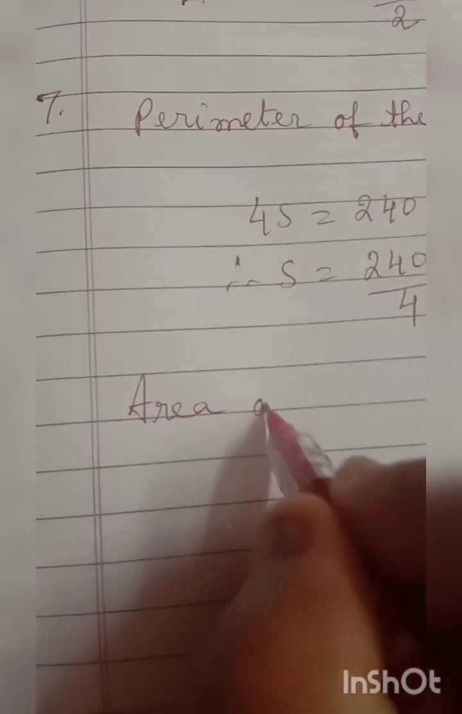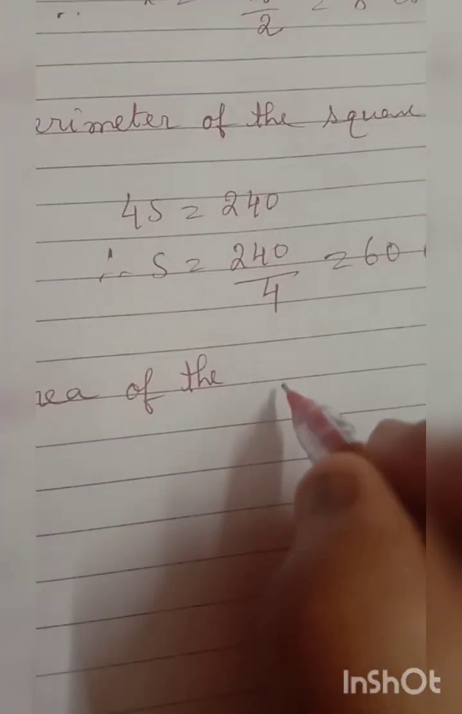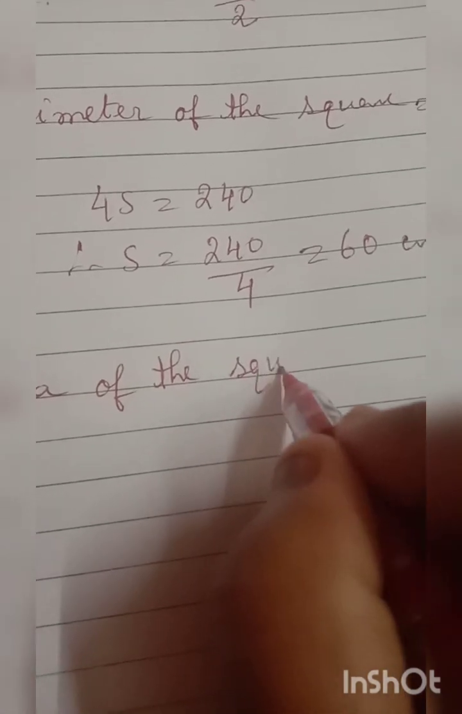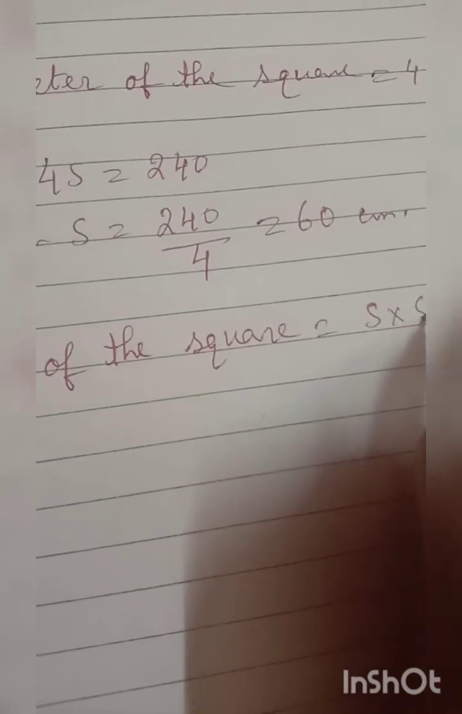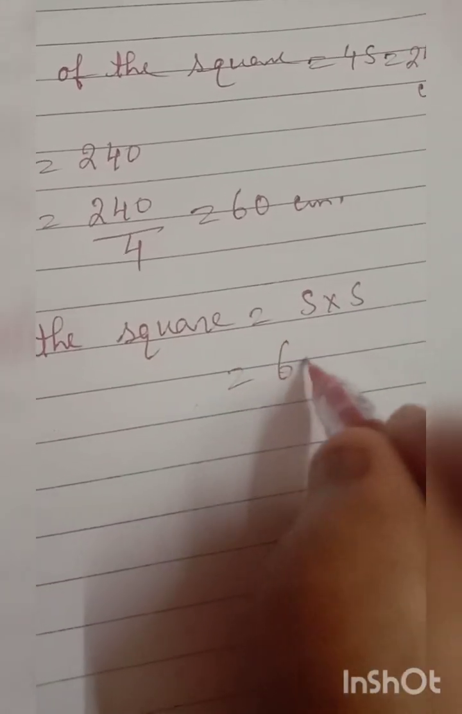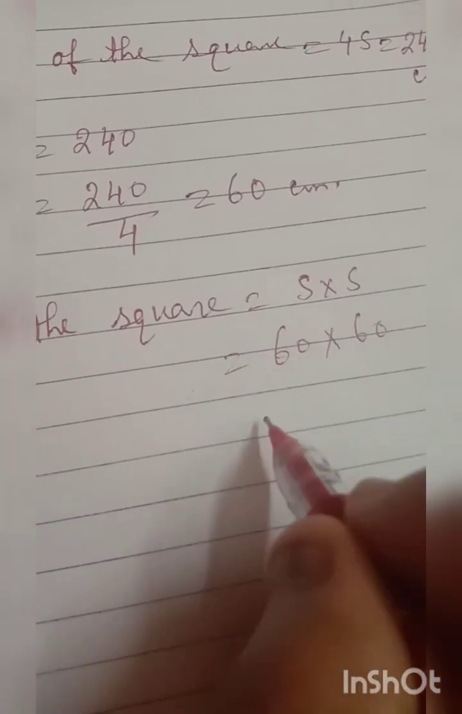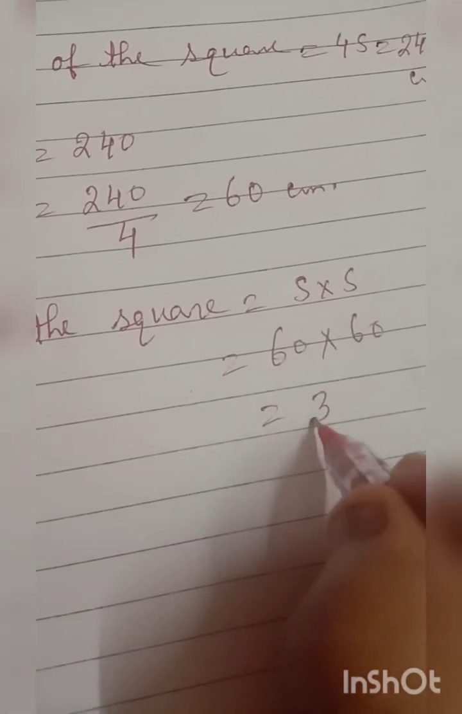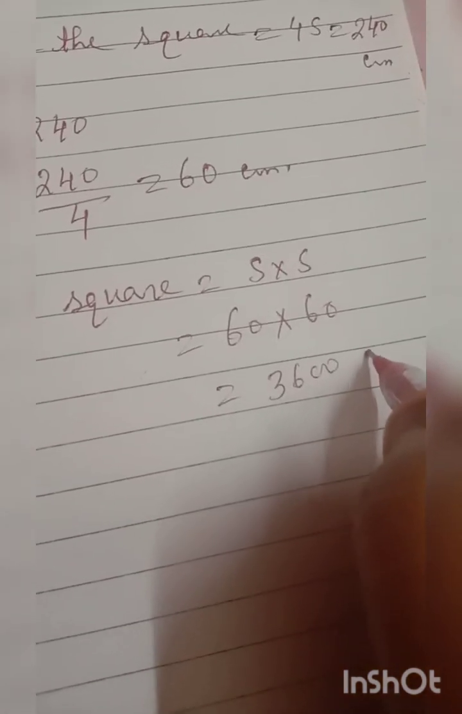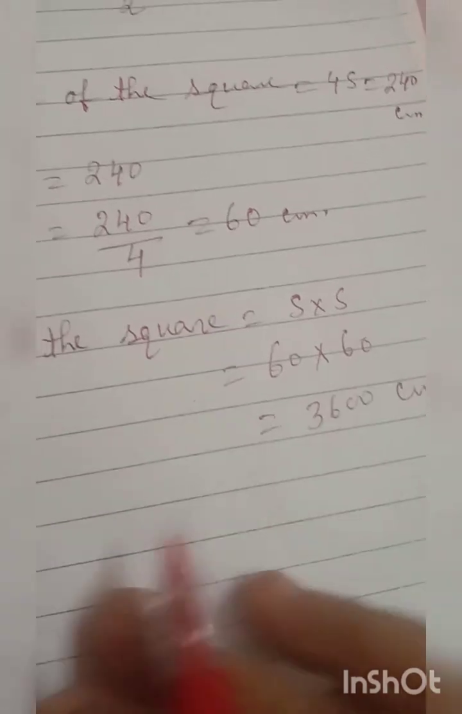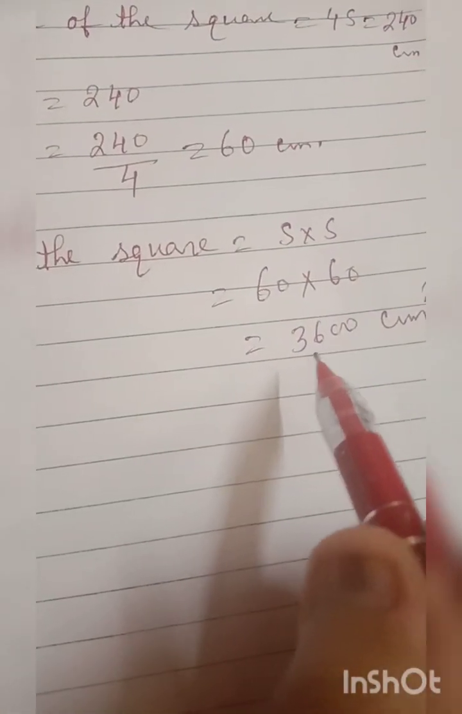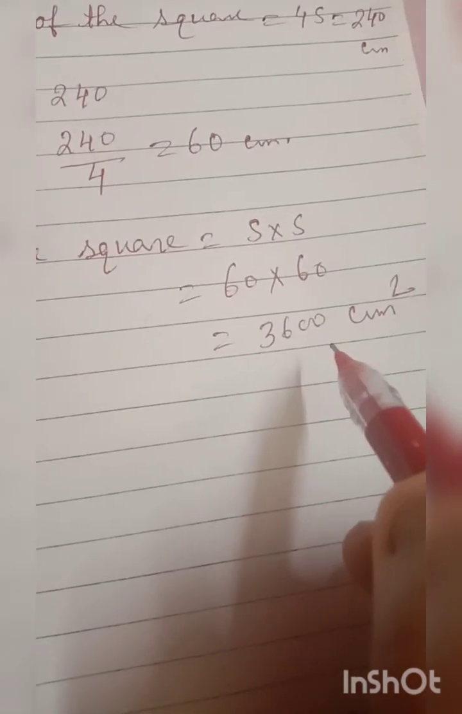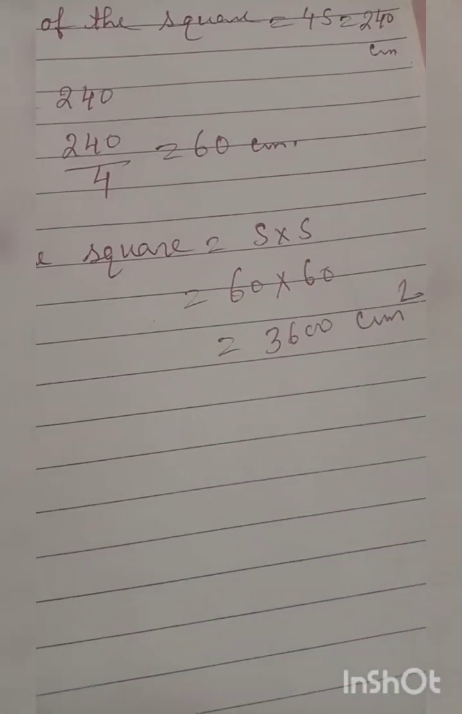Now area of the square, side multiply side, so 60 multiply 60, 3600 centimeter square. So the area of this square is 3600 centimeter square.